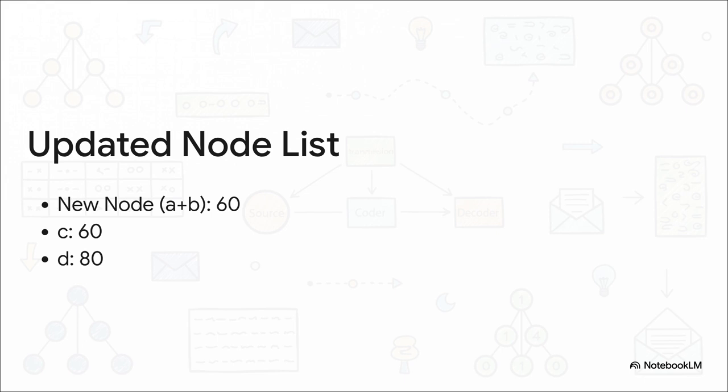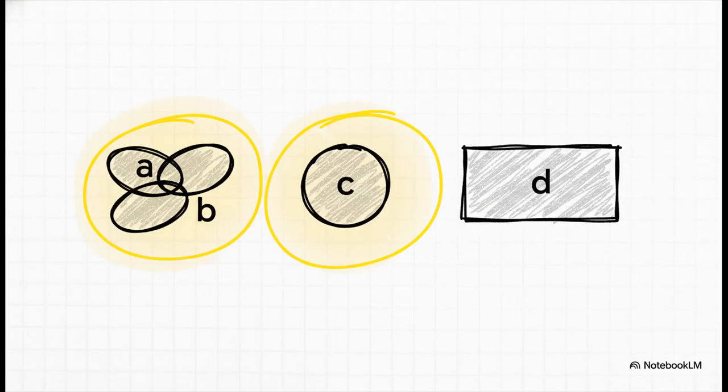So our new list, sorted by frequency, has our combined A plus B node at 60, the character C, which is also at 60, and D at 80. And now, we just do it again. It's the same exact move. Look at the current list and find the 2 nodes with the lowest frequencies. This time, we have a tie. It's our new combined node and the character C. Both have a frequency of 60, so we grab them.